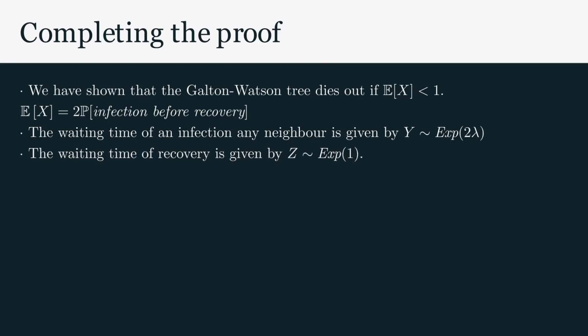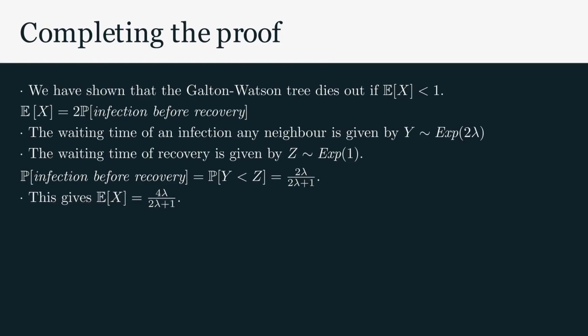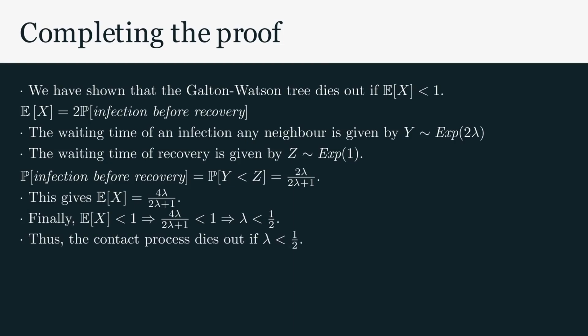Now, the rate of recovery is equal to 1, so we have another random variable z, which is exponentially distributed with rate 1. Now, this probability is just the probability that y is smaller than z, and a short calculation will give you that this probability is equal to 2 lambda over 2 lambda plus 1. This now gives us that our expectation of X is equal to 4 lambda over 2 lambda plus 1. We can now finally do some simple algebraic manipulation to show that this is exactly smaller than 1 if lambda is smaller than 1/2. Thus, the contact process dies out as lambda is smaller than 1/2.